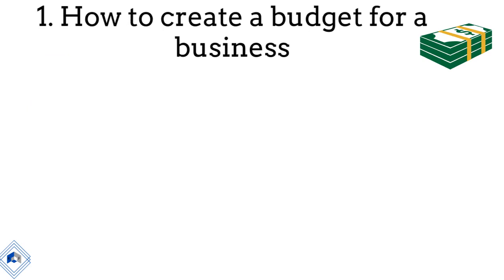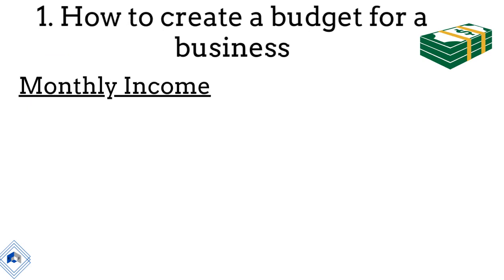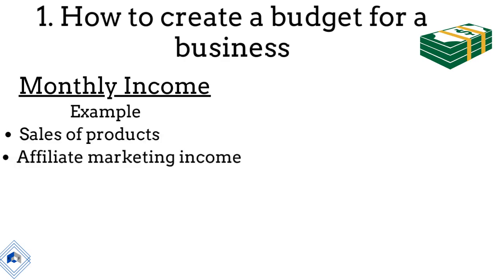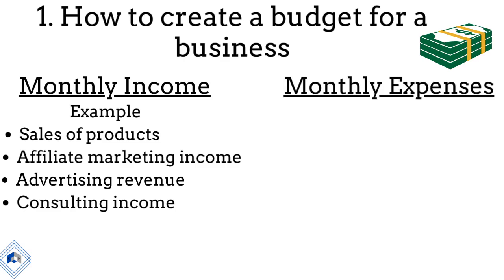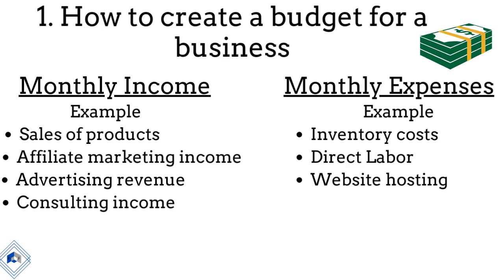Your starting point is to make a list of all expected monthly income sources, such as sales of products, affiliate marketing income, advertising revenue or consulting income. Then make a list of monthly expenses incurred, such as inventory costs, direct labor costs, website hosting, marketing costs, internet costs, taxes.